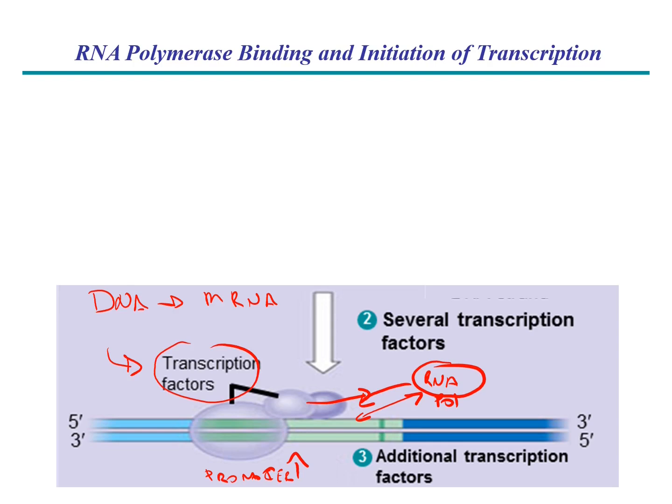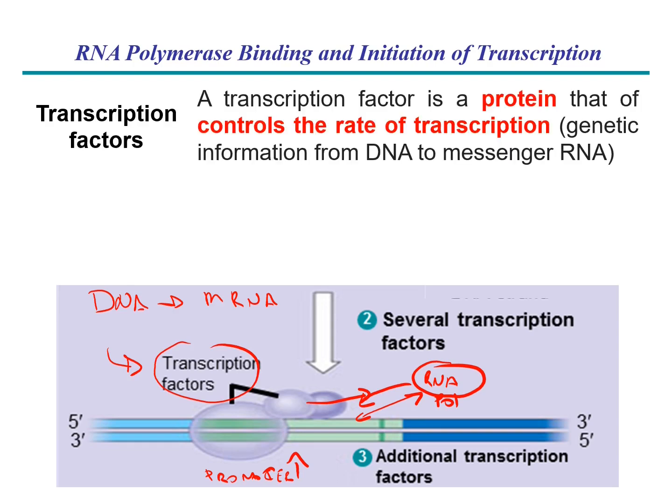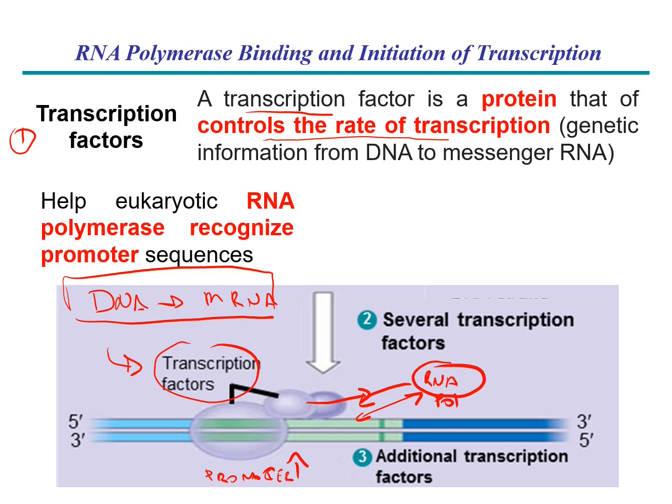So let's recap. The first thing that I want you to remember is that there are very important proteins called transcription factors, and that they control the rate of transcription. In other words, how much of the DNA will be transformed into messenger RNA. So if you need a lot of transcript, they will control that. If you need less, they will also control that. And what is the mechanism? We will study this in more detail in genetics.